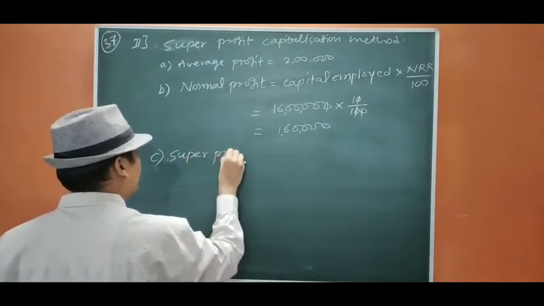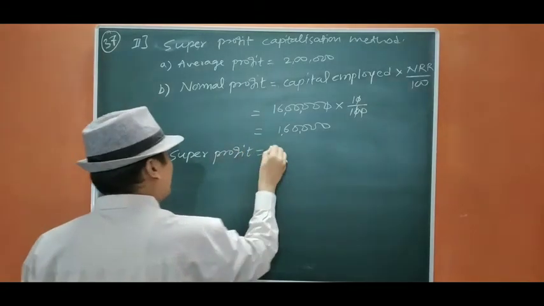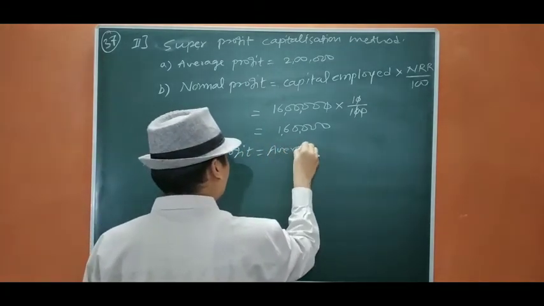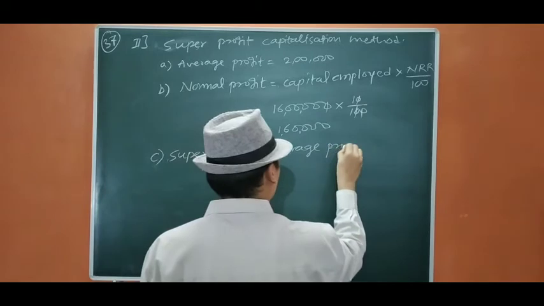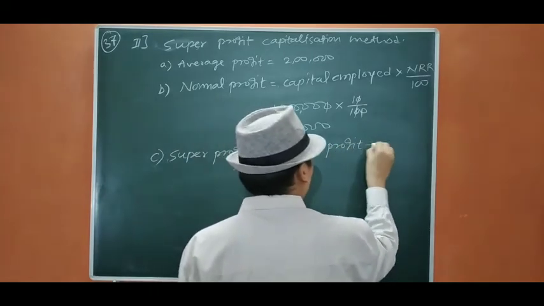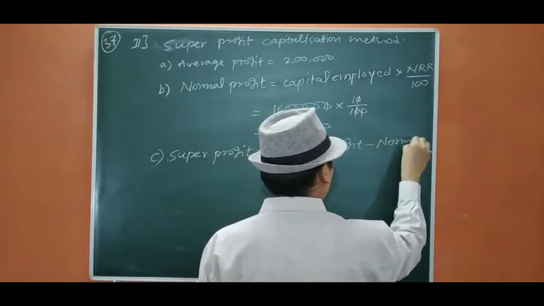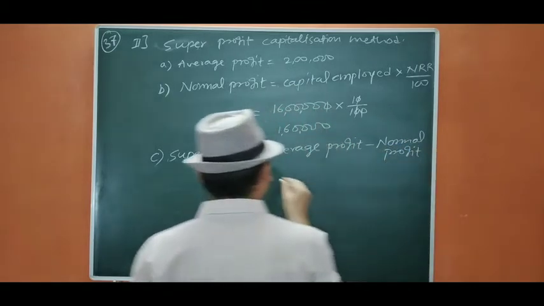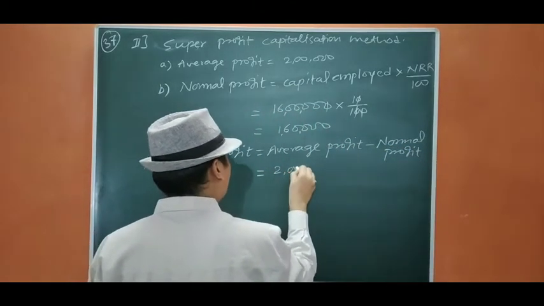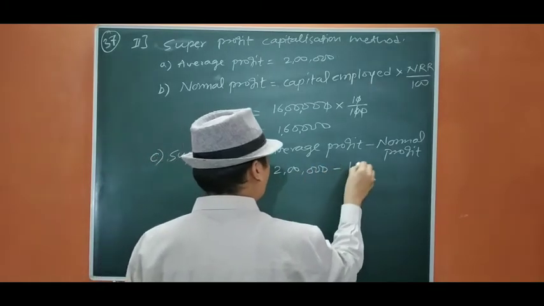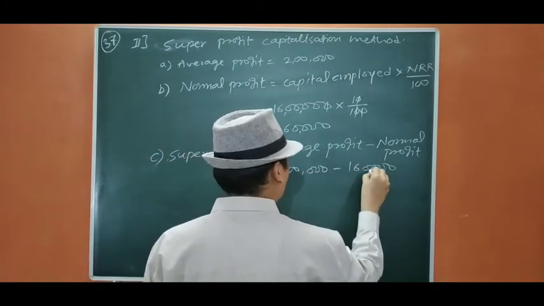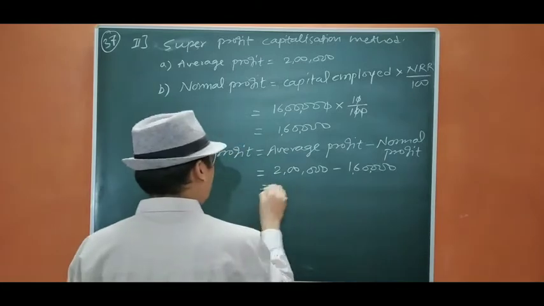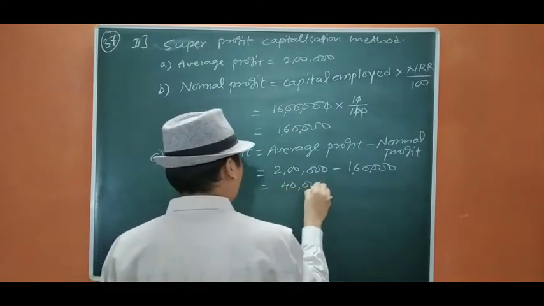Okay, now we are going to find out the super profit. So super profit equals to average profit minus normal profit. Okay, so this will be 2 lakh minus 1,60,000. It will be 40,000.